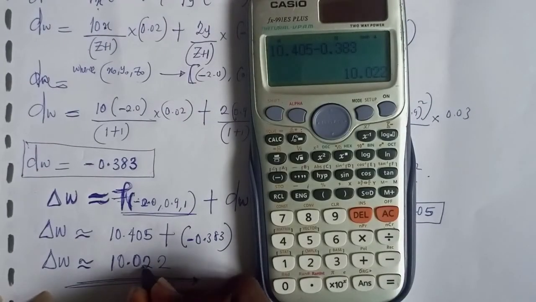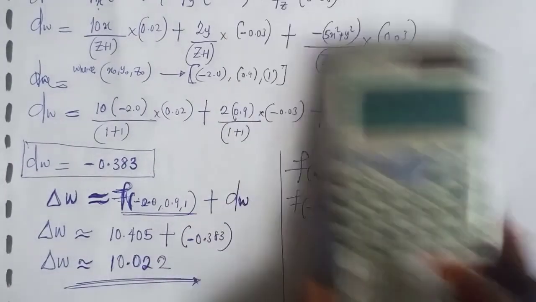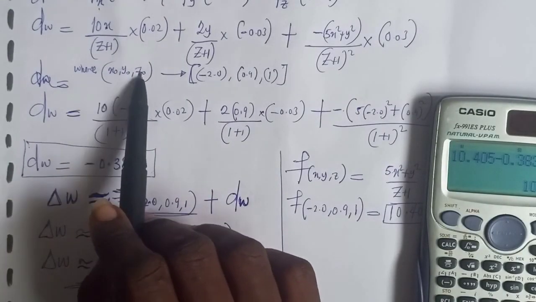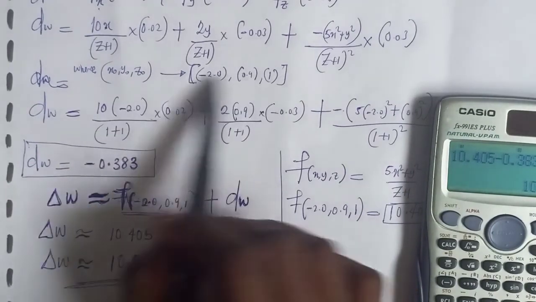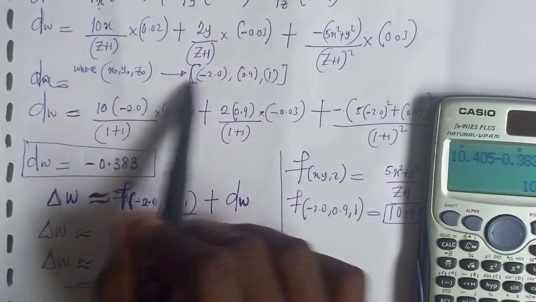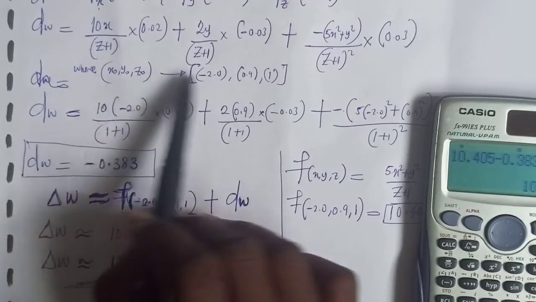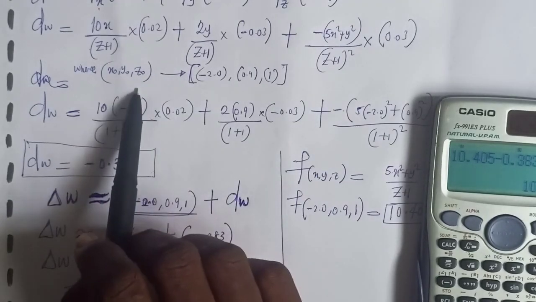But mind you, the solution I actually sent initially had a mistake: I used the final point for x, y, z, which is not meant to be so. I should have used the initial one, x naught, y naught, z naught. Please take note of that.